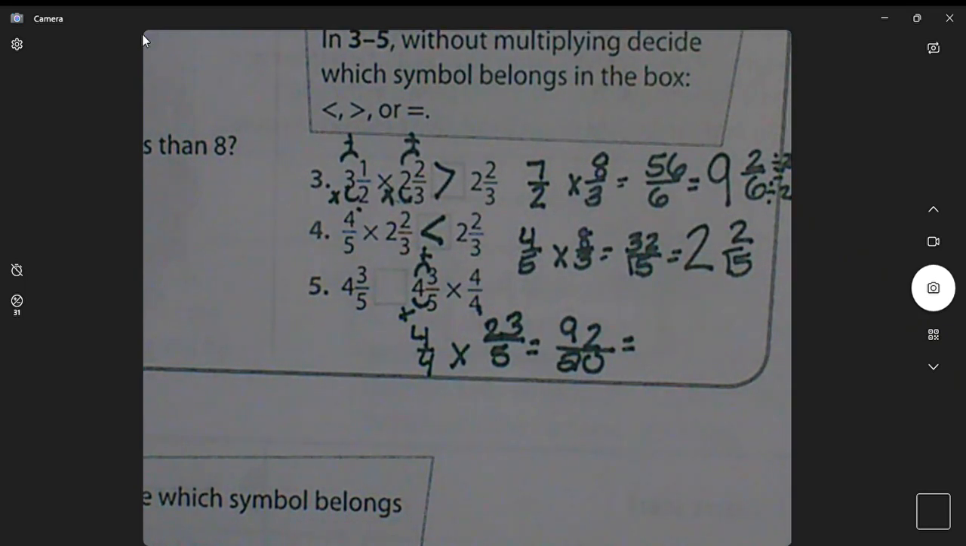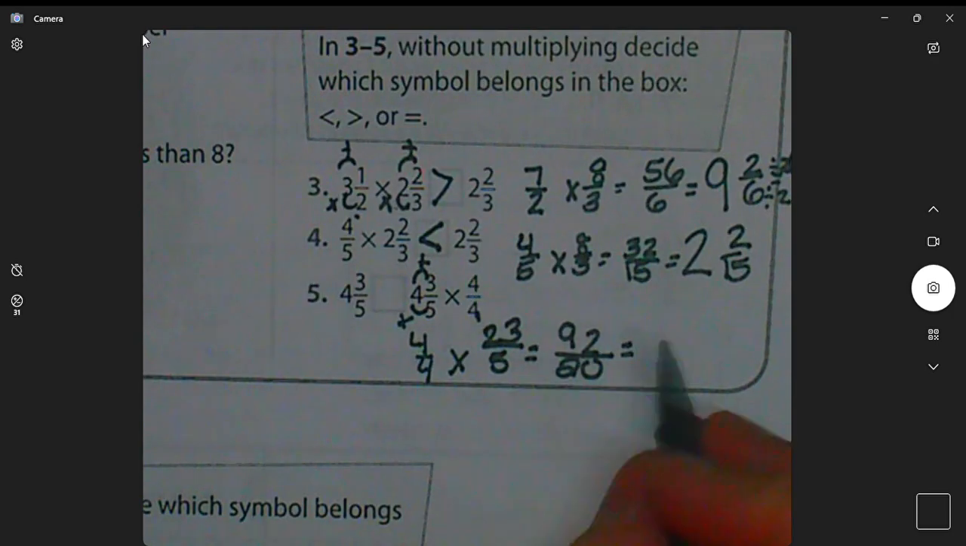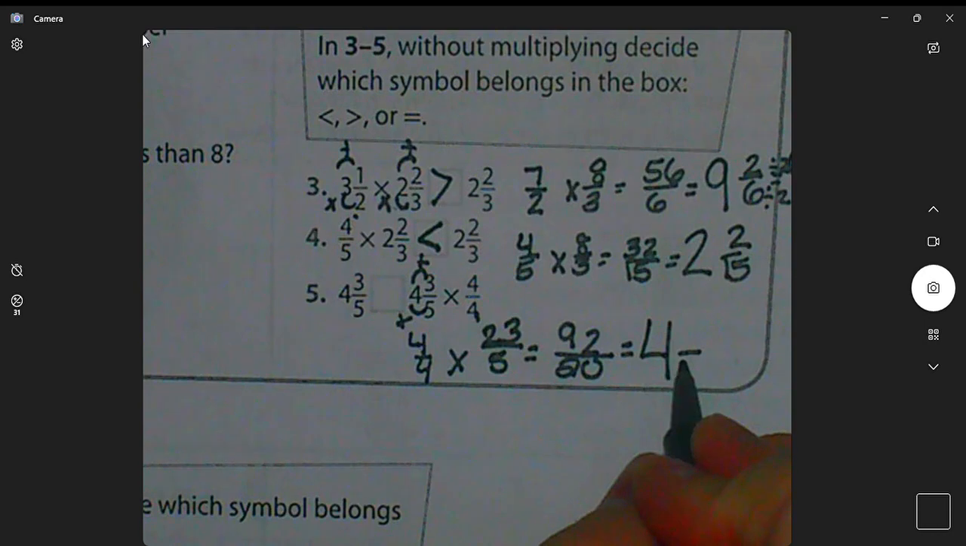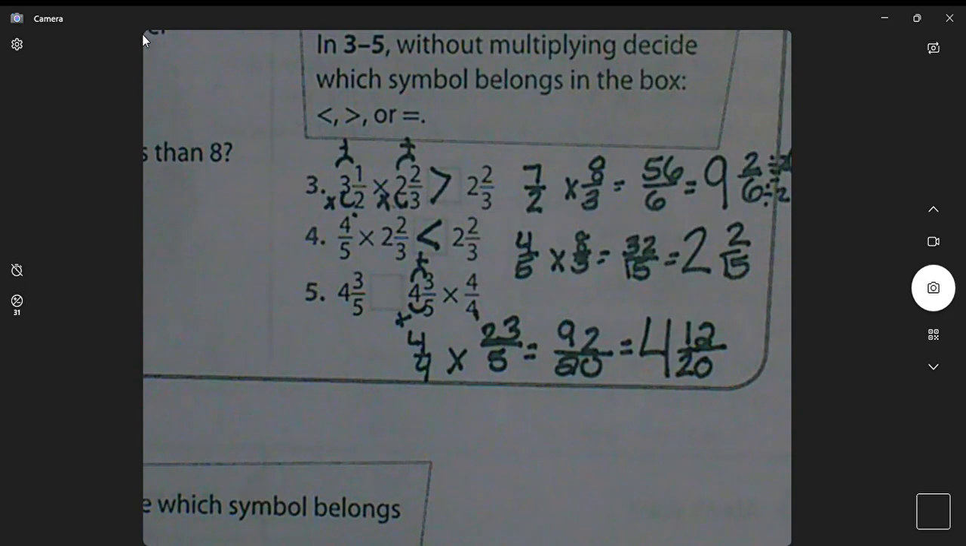How many 20s will fit inside of 92? To think about that, I'm going to think of it as counting by 2's. How many 2's will fit inside of 9 without going over? It's 4. So 4 times 20 is 80. That leaves me 12 left over. Can I simplify 12/20ths? Can I reduce that? I can.